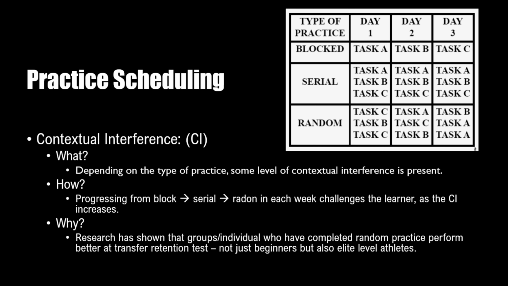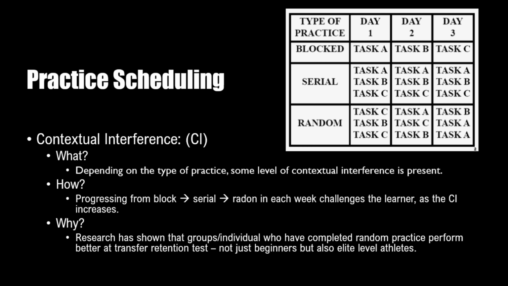Our learning principle that we'll be targeting in our training session is around practice scheduling and the idea of contextual interference. So what is it? When a learner or an athlete is performing different tasks within the one context, there is a level of CI. And this depends on the organisation of practice. So block practice is concerned with low CI. Serial practice is moderate CI, and then when you go to random practice, you have a high level of contextual interference, or CI.